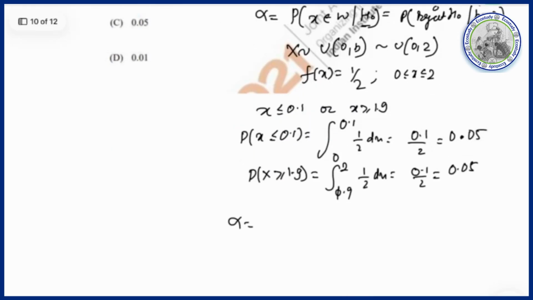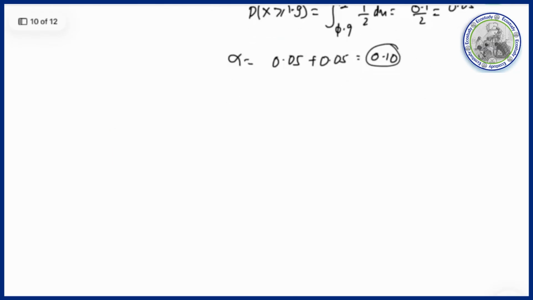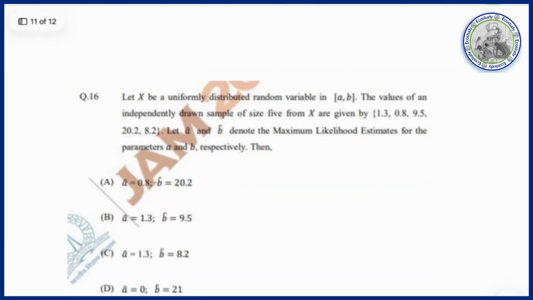So what is the type 1 error? Since this is an 'or', it will be a union. So 0.05 plus 0.05 is 0.10. So the correct answer is 0.10. Okay, so let's move to the next question.